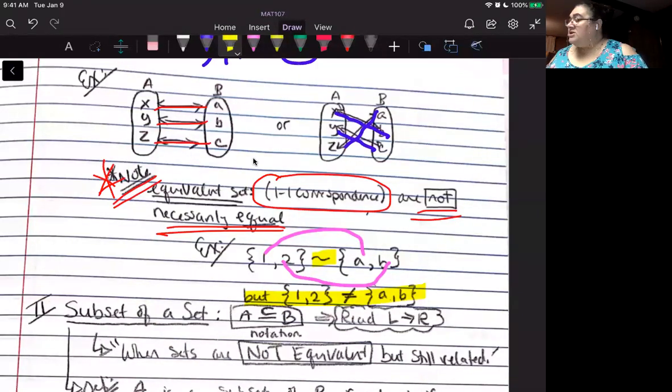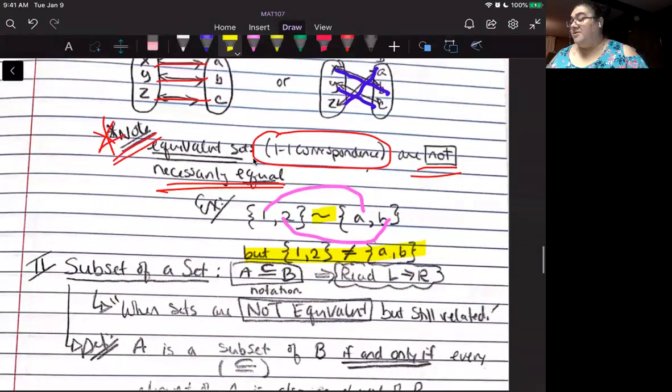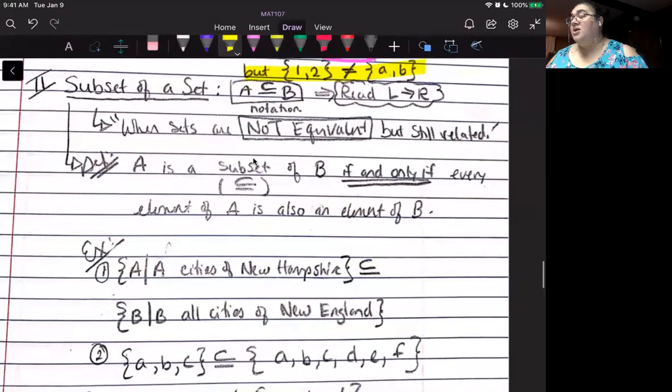Now, let's talk about what we mean by a subset. This is an important concept, especially as we move on to mathematics, because a lot of times, especially in geometry, we teach things that have subsets. For example, in geometry, you might talk about quadrilaterals, and the subset of quadrilaterals is rectangles, and the subset of rectangles is squares. They are all related, but they are subsets of each other. So it's important to understand what we mean by a subset.